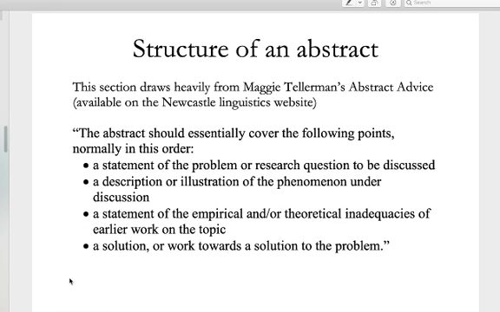What should be in the abstract? Well, it should basically cover these points, normally in this order. What is the problem or the research question that I'm going to discuss? Explain or describe or illustrate the specific examples of this problem or research question that I'm talking about, and explain what the problem is with earlier work, if there is some problem with earlier work, and then describe your solution, or at least some work that you've done that's a substantive chunk of work that helps solve the problem, even if you don't have a full solution yet.